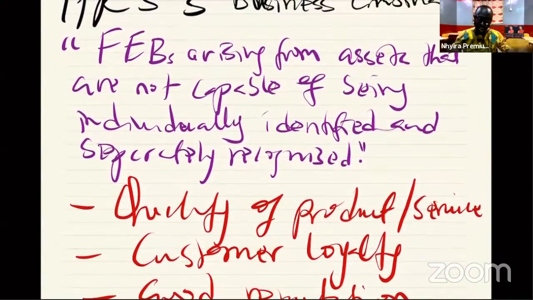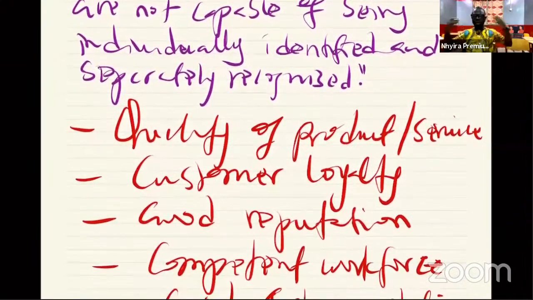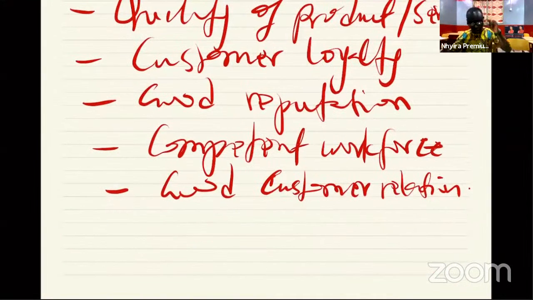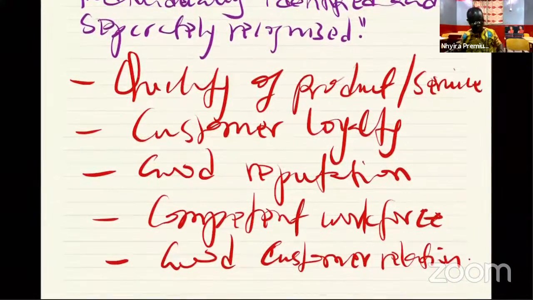According to IFRS 3 business combination, goodwill can be defined as future economic benefits arising from assets that are not capable of being individually identified and separately recognized. Goodwill can arise from any of the following: quality of product or service, customer loyalty, good reputation, competence of workforce, good customer relation. All these can be goodwill.